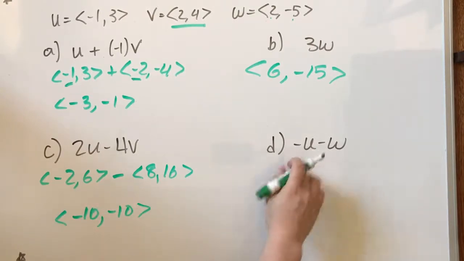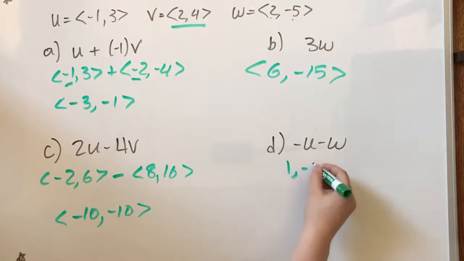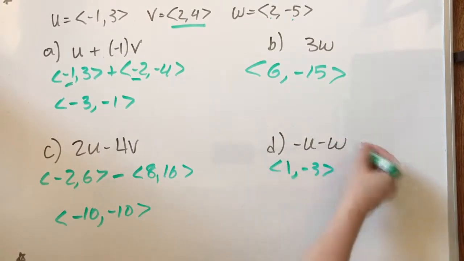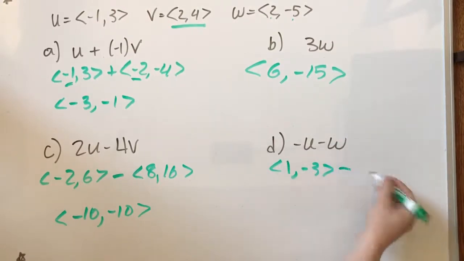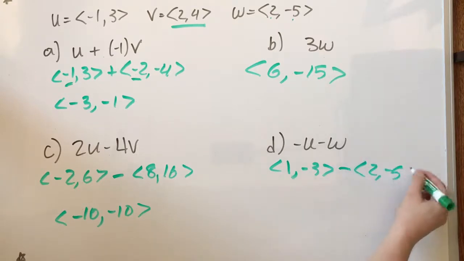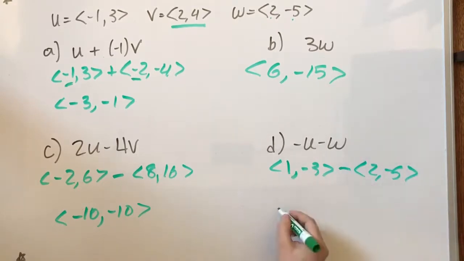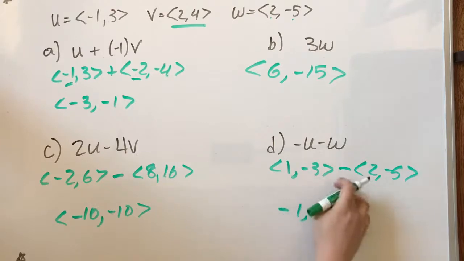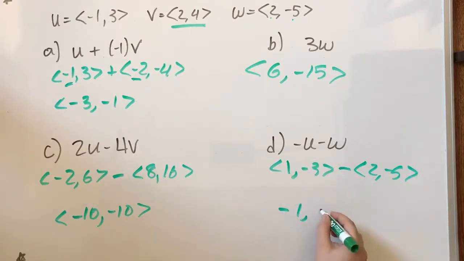Over here, I'll just distribute the negative into u, so I'll end up with 1, -3. And you can distribute the negative into w if you want, or just do subtraction, which is what I'm going to do. So 1 minus 2 is -1. -3 minus a -5, so that's going to be positive.